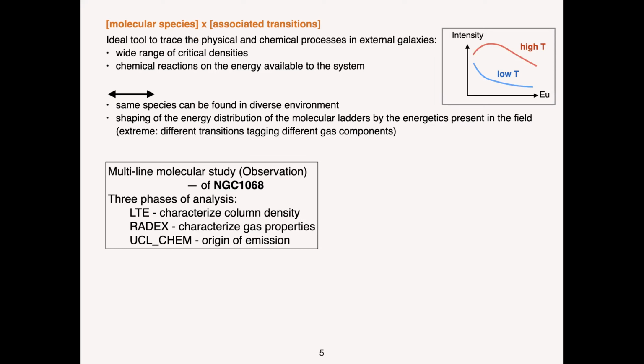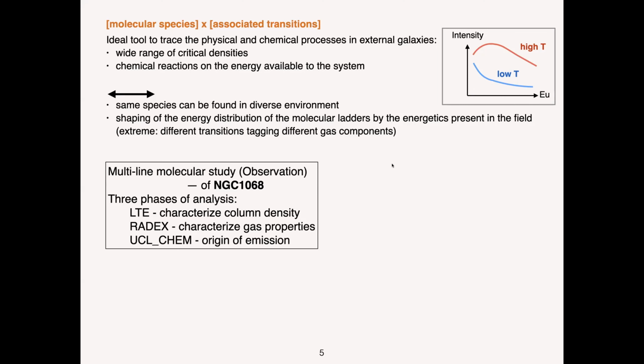With different J transitions, we are able to cover a really robust range. Besides, for individual species, the chemical reactions needed to bring up their abundances also depend on the energy available to the system. So this covers a great variety of environments that we can study. At the same time, besides all the pros, we also have the cons. For example, it's often the case that the same species can be found in very diverse environments. So it brings complexity.